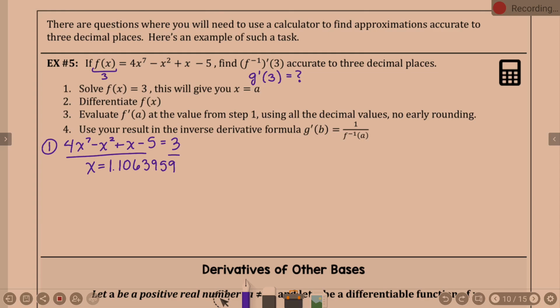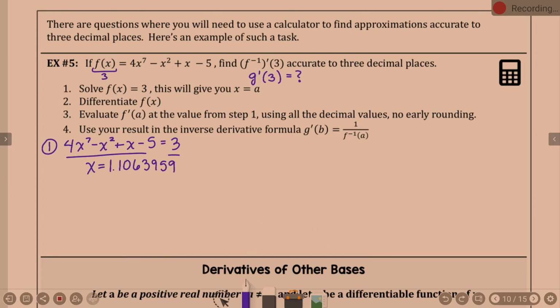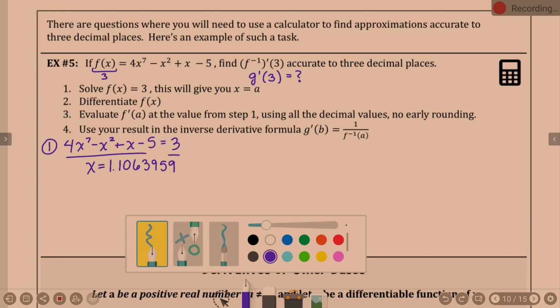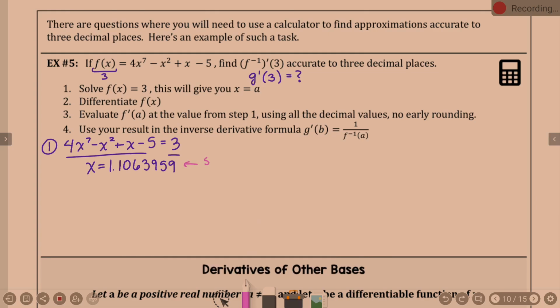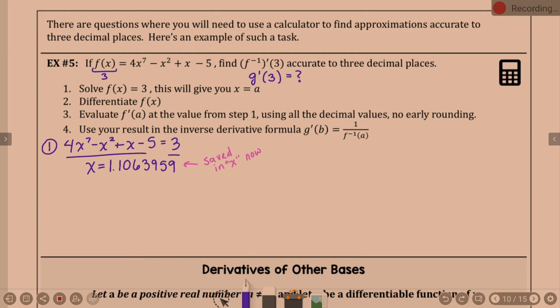I'll come back and put it on here in a moment. I'm just going to comment that this is saved in X now, because we found the intersection point on the calculator. Officially, that was step 1. That value is there, and we'll use it in a little bit. Step 2 is differentiate f of x. So f of x is that equation up there. Find f prime of x.